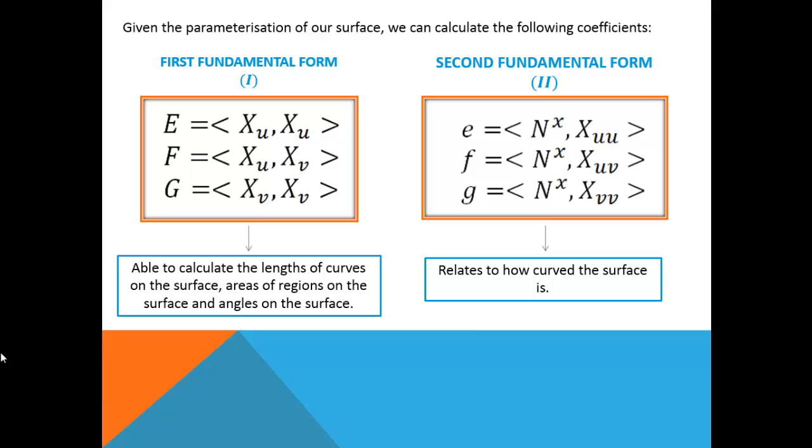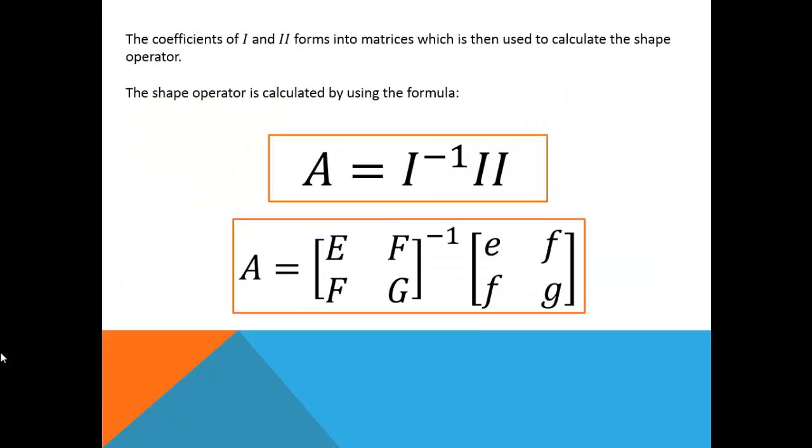But before we get to the nitty-gritty part, what do these forms show? The first fundamental form enables us to calculate the lengths of curves on the surface, areas of regions on the surface, and the angles on the surface. The second fundamental form relates to how curved the surface is. We have cheated a little bit and we're not going to bore you with these calculations. We'll just use A as a matrix to obtain the principal curvatures. The principal curvatures are used to calculate the Gaussian and mean curvature.